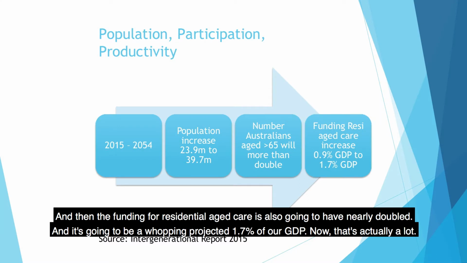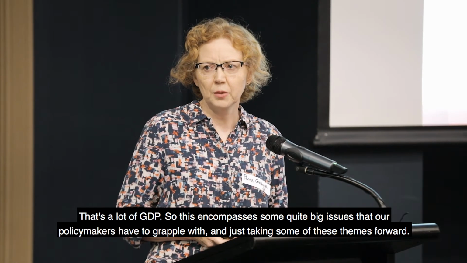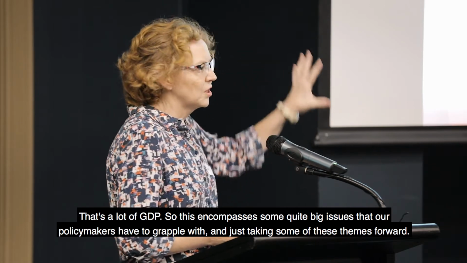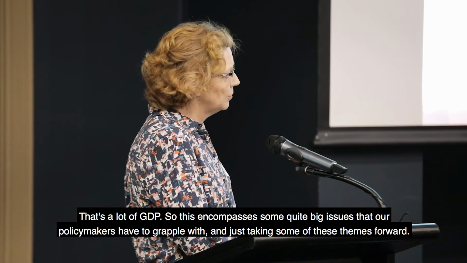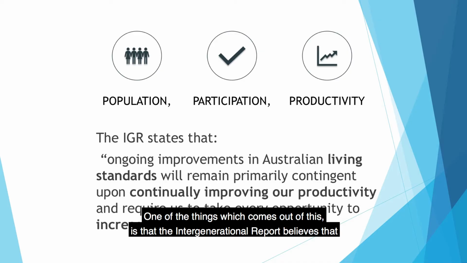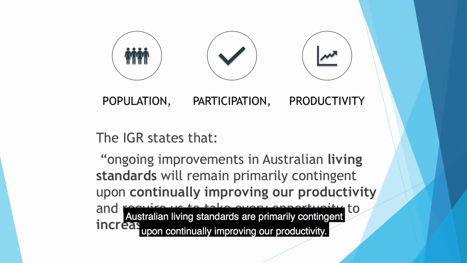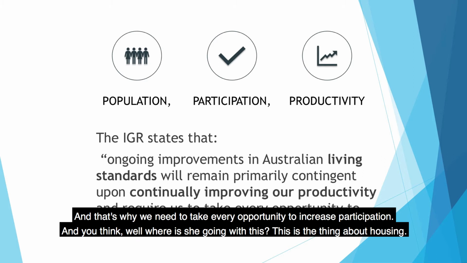And then the funding for residential aged care is also going to have nearly doubled. It's going to be a whopping projected 1.7% of our GDP. Now that's actually a lot. That's a lot of GDP. So these are quite big issues that our policymakers have to grapple with. And just taking some of these themes forward, one of the things which comes out of this is that the intergenerational report believes that Australian living standards are primarily contingent upon continually improving our productivity. And that's why we need to take every opportunity to increase participation.